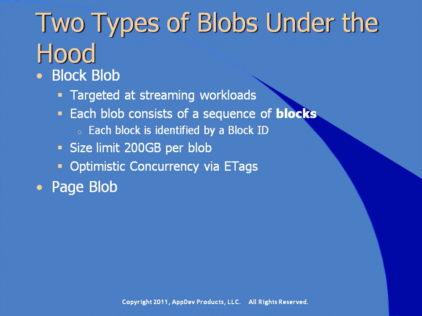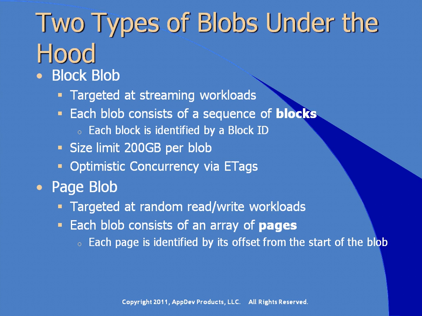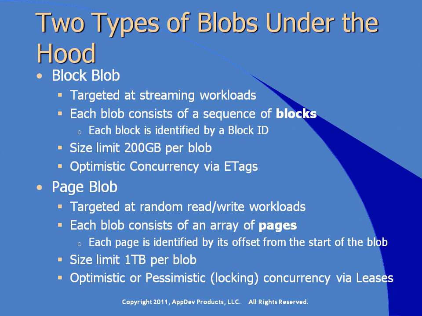The second type of blobs are the page blob, and these are targeted at random read-write type workloads. Each blob consists of an array of pages, with each page being identified by its offset from the start of the blob. Each page blob has a 1 terabyte size limit per blob. And again, you have optimistic or pessimistic locking concurrency via leases applied to that page blob.